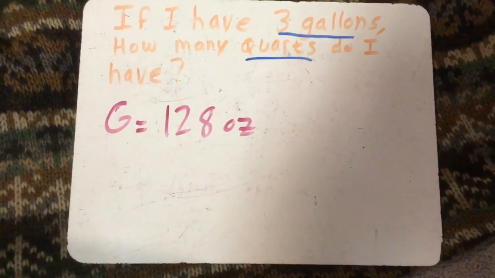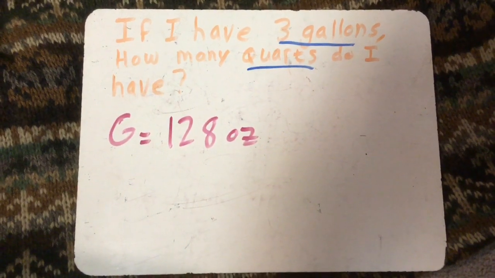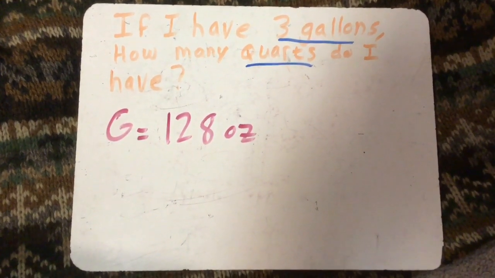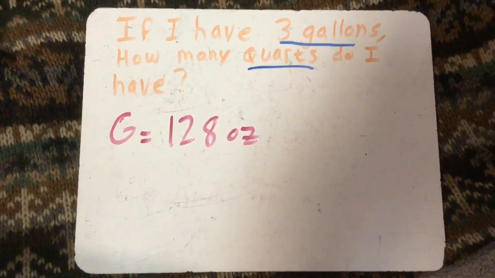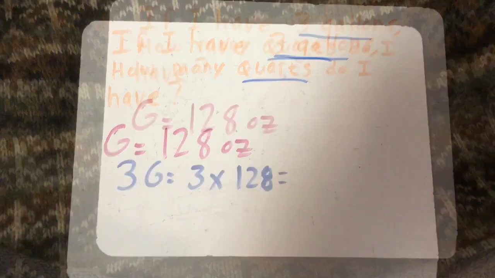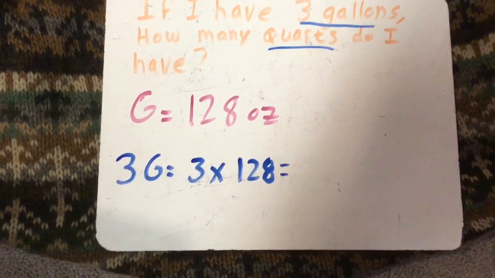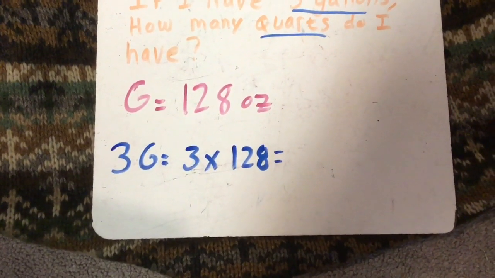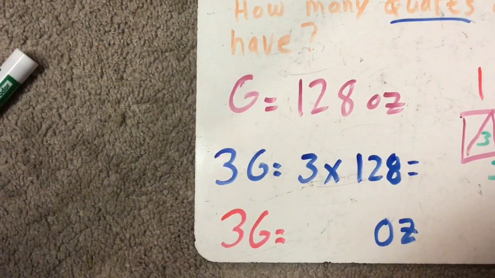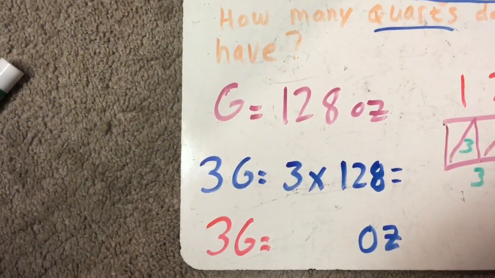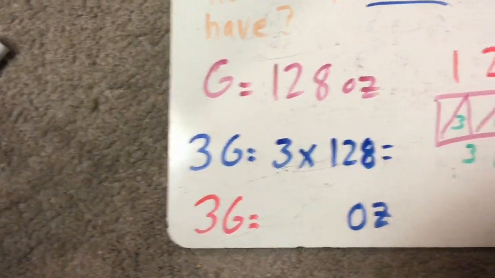Okay, this will be a little more mathematical than drawing a picture. So if I have 3 gallons, how many ounces do I have? Well, in 1 gallon, I have 128 ounces, just in one. So now I'm going to figure out the total amount of ounces I have in 3 gallons, which would be 3 times 128. Okay, next step. So 3 gallons, 3 times 128, that'll give me the amount of ounces. How many ounces is that?